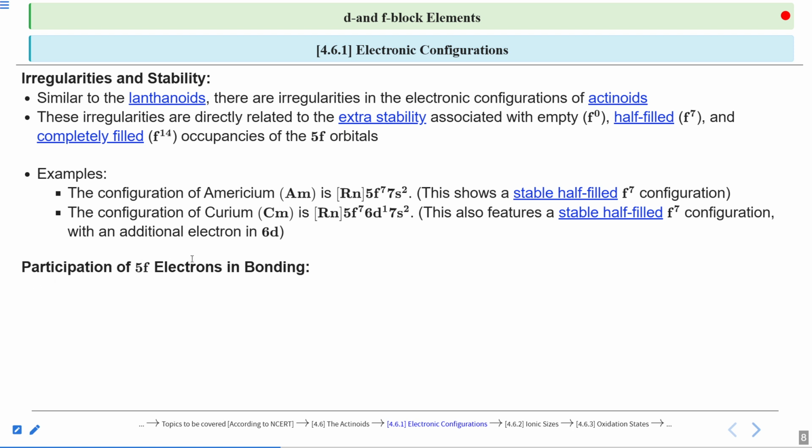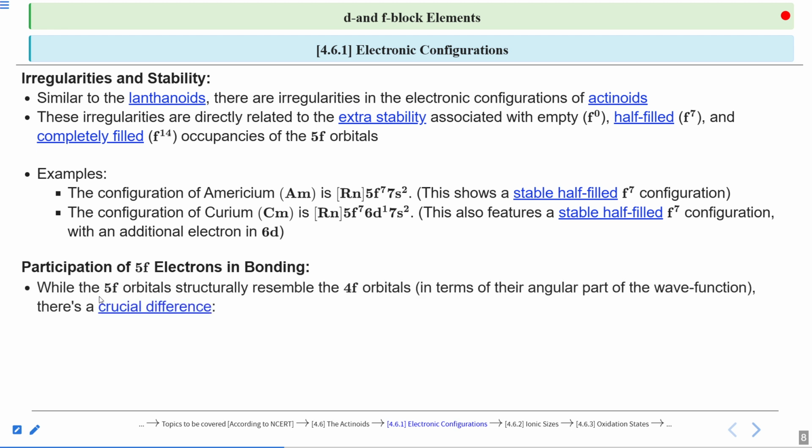Participation of 5f electrons in the bonding. So let's talk about this topic, how the electrons occupying the 5f orbital participate in the bonding. While the 5f orbitals structurally resemble the 4f orbitals in terms of their angular part of the wave function, basically we are saying that the 5f and 4f orbitals have similar angular shapes. So they resemble each other.